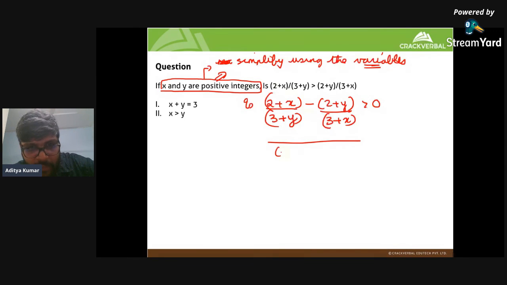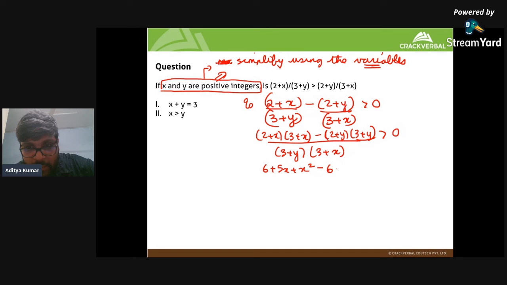So I'm going to take the LCM, that's 3 plus y into 3 plus x, and this will be 2 plus x into 3 plus x minus 2 plus y into 3 plus y greater than 0. I'll open the brackets because there's options for me to cancel things out and simplify. So I'm just going to do it directly. 6 plus 5x plus x square. Remember, minus applies to everything here. So minus 6 minus 5y minus y square divided by 3 plus y into 3 plus x is greater than 0. I'm going to cancel the 6 and minus 6, and what I'm left with is x square minus y square.